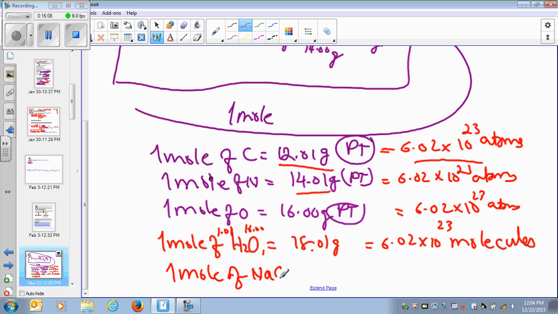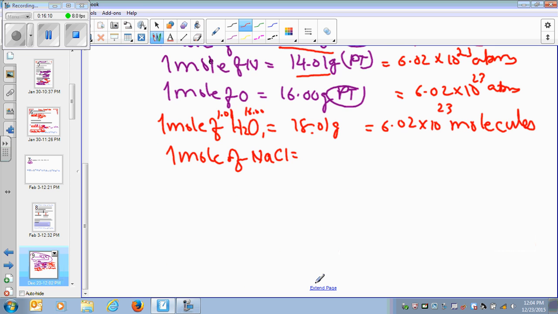So 1 mole of NaCl. NaCl is an ionic compound. So 1 mole of NaCl, I know sodium is 23 point something, chlorine is 35. I'm just doing it off the top of my head. So it's 58 point some grams that I got from the periodic table, equal to again this many formula units.